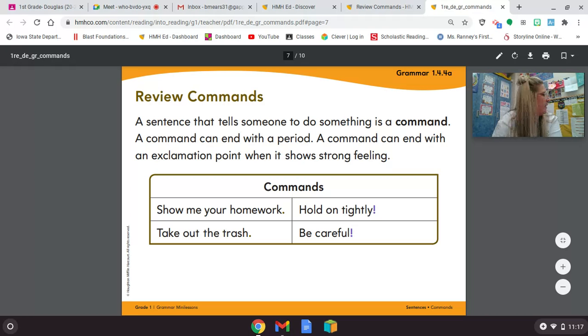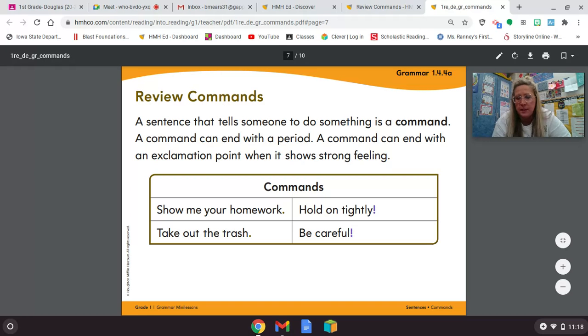All right, Cameron, I'm ready. I have it pulled up and I have it where you can see it. So this is just reviewing commands today. A sentence that tells someone to do something is a command. A command can end with a period. A command could also end with an exclamation point when it is showing a strong feeling.